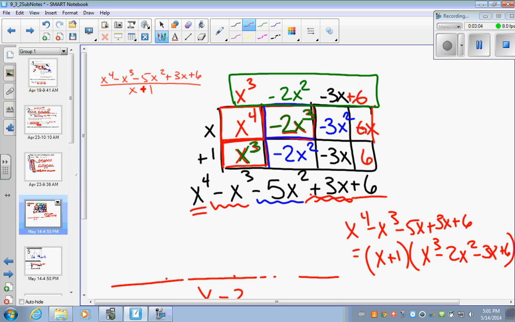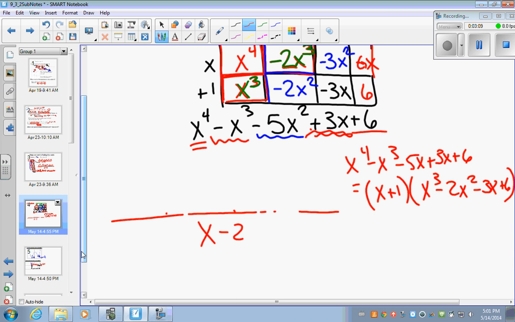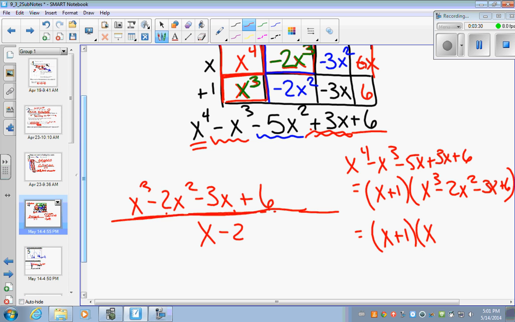Whew. So now, since I know x minus 2 is a factor, what I'm going to do is try to divide this x cubed minus 2x squared minus 3x plus 6 by that x minus 2 factor. Let's see if that'll work, because then at least I have a little bit less work to do. So next video, why don't you guys try that? And if you have trouble, watch the next video.